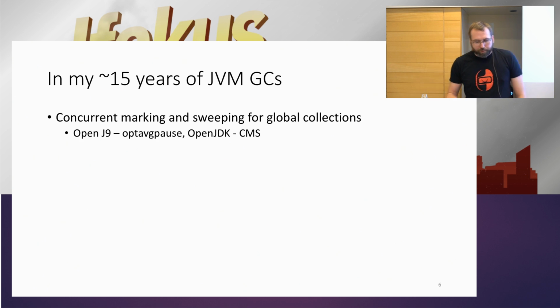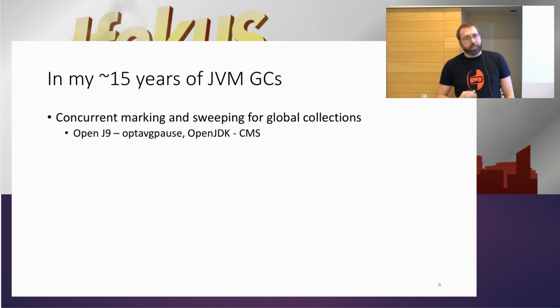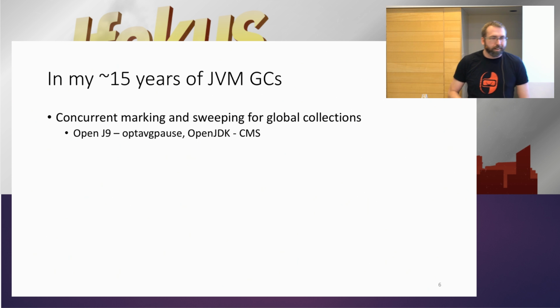So over the last 15 years or so that I've seen in GCs, concurrent marking was added to improve average pause. I'm not sure if people are that familiar with OpenJ9, so I'll use the terminology for our GC policies and what I believe is the equivalent for OpenJDK. If I'm wrong, please correct me. I'll update the slides. I'm not as familiar with OpenJDK Hotspot as I should be.